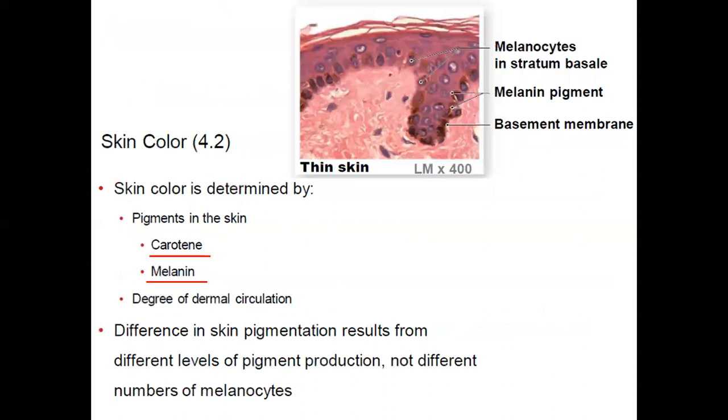Skin color or pigment comes from two substances, one called keratin and one called melanin. The degree of dermal circulation can also contribute to skin pigment, but the major pigment in skin comes from those two chemicals. And really the darkness or lightness of your skin results from different levels of these two substances being produced. I mentioned earlier, the more melanin that is produced, the darker your skin. It's not truly different in the number of melanocytes. Melanocytes are what produce melanin. It's just how much melanin is produced.